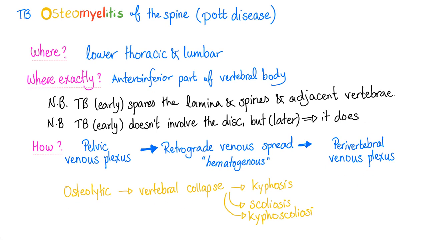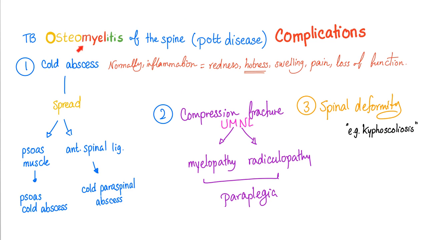It's osteolytic, it destroys everything, leading to kyphosis, scoliosis, or kyphoscoliosis. If I have weak immunity, I get cold abscess. The cold abscess can spread to the psoas muscle, and I get a psoas cold abscess. Or it can spread to the anterior spinal ligament, and I get cold paraspinal abscess. This is very important. It can fracture my vertebrae, and I will get upper motor neuron lesions in my lower extremities, myelopathy, radiculopathy, and paraplegia. Spasticity, positive Babinski sign bilaterally, and spinal deformity such as kyphoscoliosis.